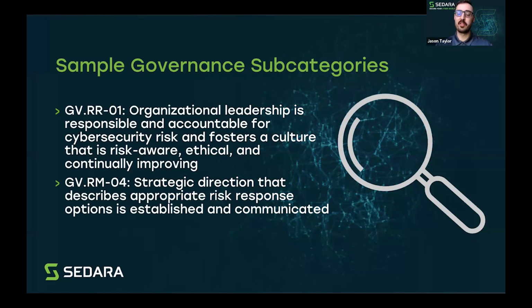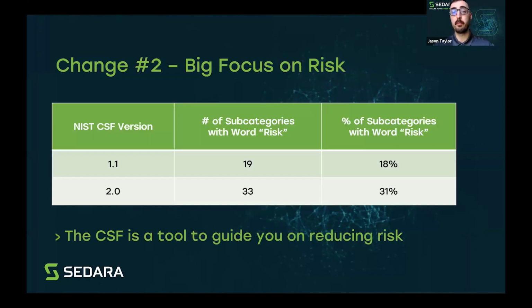And also note another subcategory, zoom in and look here: we need a strategic direction for risk to be described by organizational leadership. So there's strategic direction for our cybersecurity program. So that's change number one, a big focus on governance. But also note that risk word in both of those subcategories. Change number two, an even bigger focus on risk in NIST CSF 2.0.